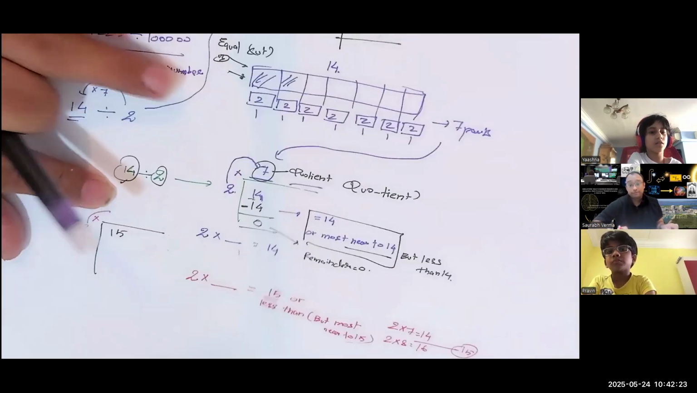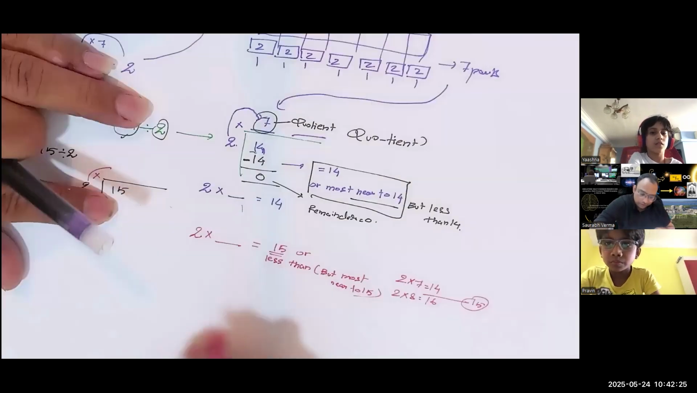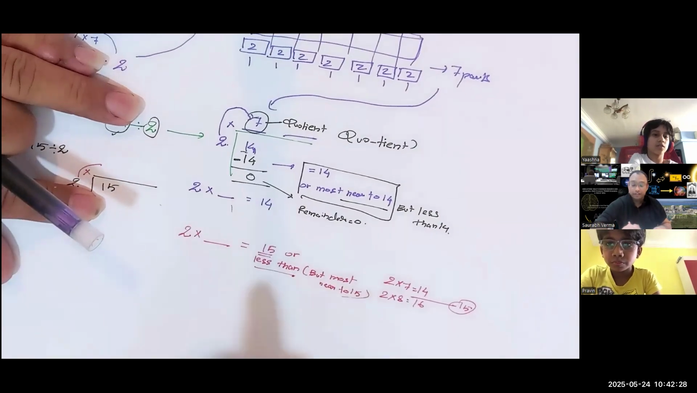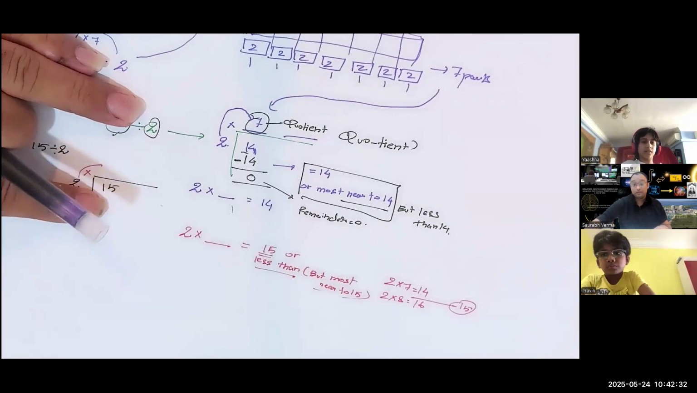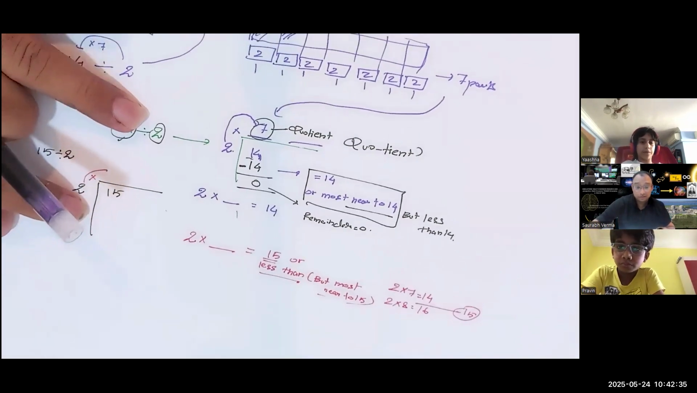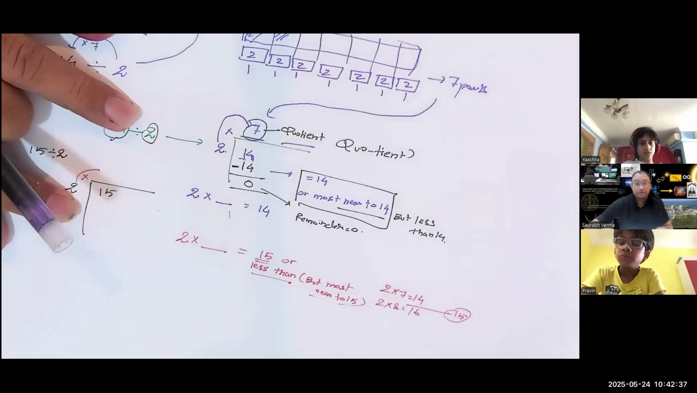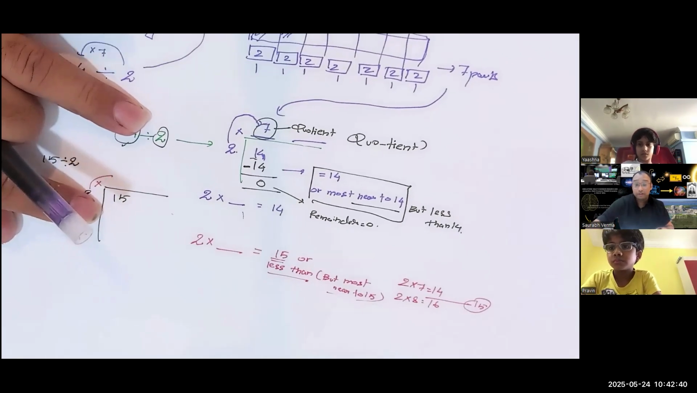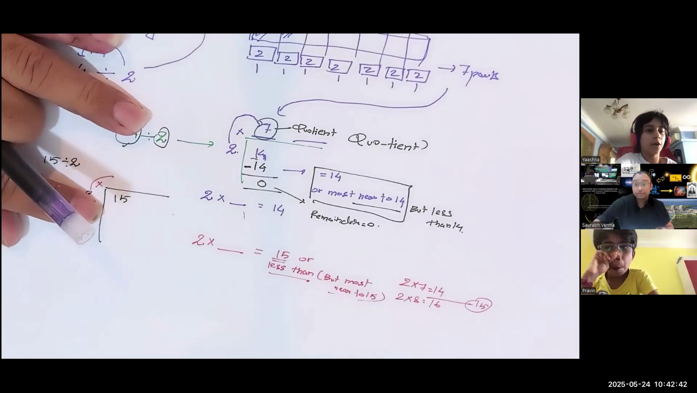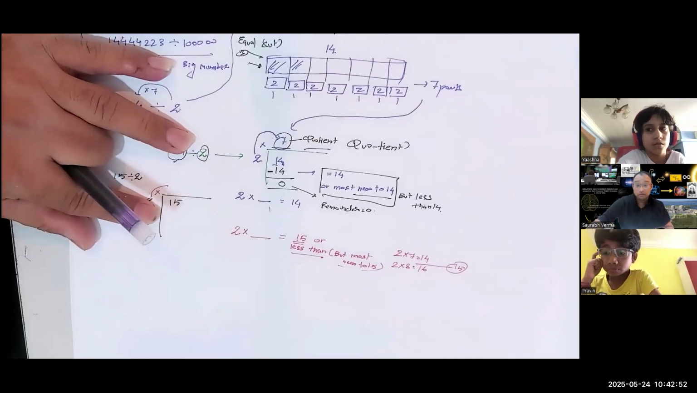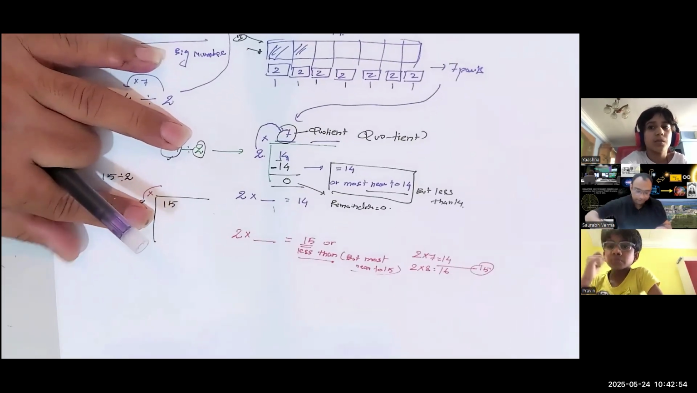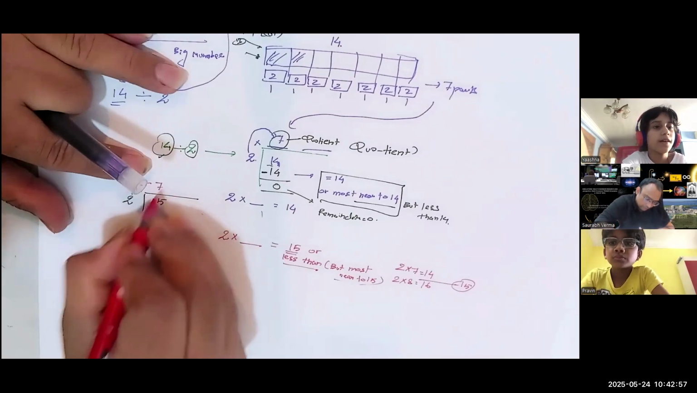15 is not there, so what do we have to do? Less than 15, but most near to 15. So which one should it be? 14, very good. So what should I multiply by at the top? Multiply by 7, right? So we have to write the 14.